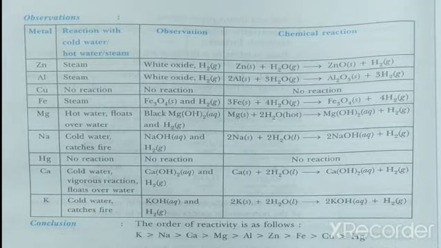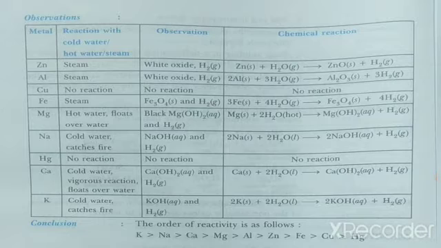Now, consider the case of sodium and potassium. Since sodium and potassium react with cold water, these two metals can be taken as highly reactive. What are the products formed in the case of sodium? The products formed are sodium hydroxide and hydrogen. And in the case of potassium, when it reacts with water, the products formed are potassium hydroxide and hydrogen.